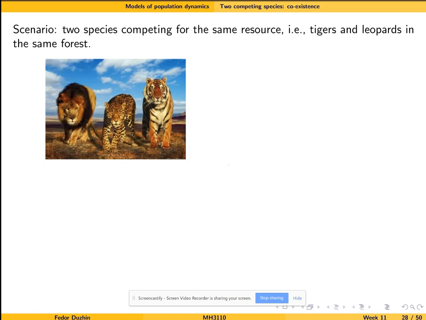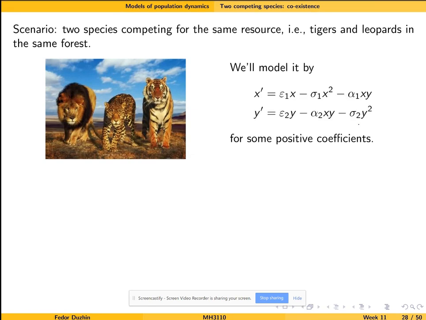All right, so let us now focus on modeling competition between two species. You might think of something like tigers and leopards in the same forest. So we are going to model it by the following system of differential equations with some positive coefficients.